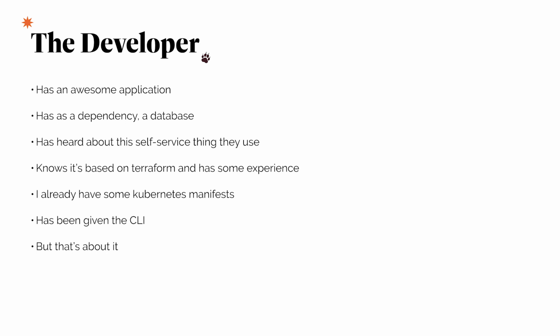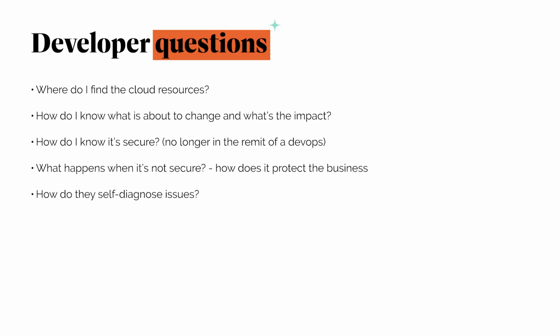So pretty much like the platform team before it, there's going to be a whole bunch of questions that developers are going to have. Almost certainly the first question they're going to have is, where on earth do I find these cloud resources? Am I supposed to go to the Terraform registry? Am I supposed to go to GitHub? Or am I supposed to go to the internet? Am I supposed to ask the platform team? Where am I supposed to get this database, my dependency I actually need? So how do we solve that first one?